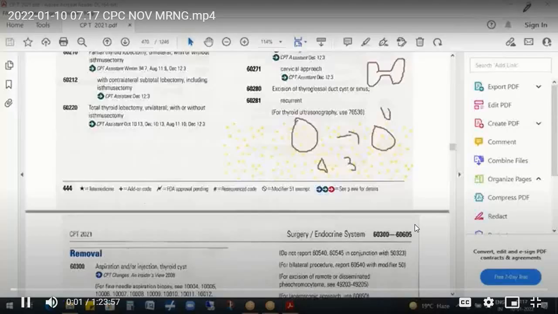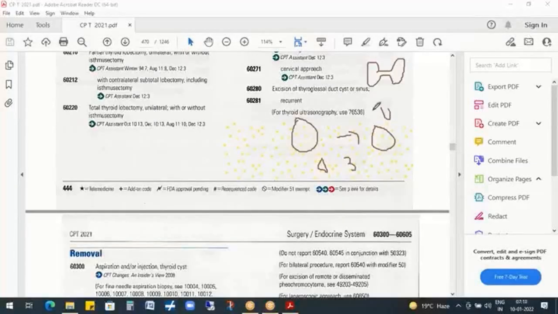Endocrine system. In the 60210, partial thyroid lobectomy unilateral. Partial thyroid lobectomy means generally the thyroid gland looks like this. If the physician removed 1/3, 2/3, 3/4 like that, we call it as partial lobectomy unilateral.